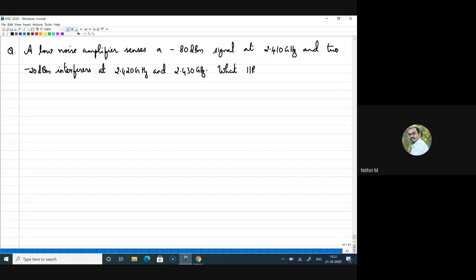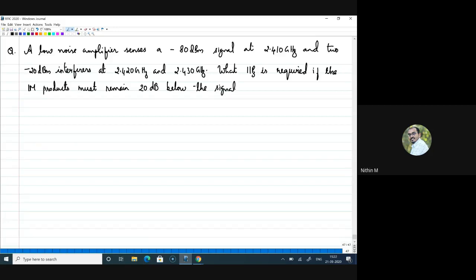The question is, what IIP3 is required if the IM products must remain 20 dB below the signal? Assume 50 ohm impedance at input and output.